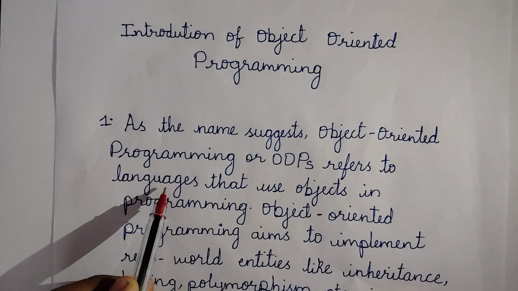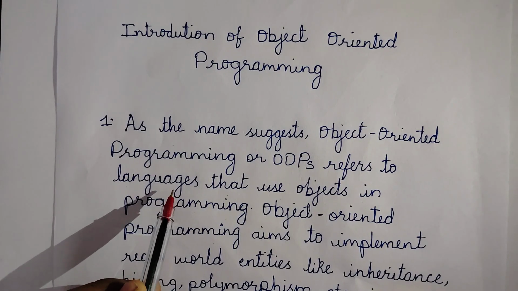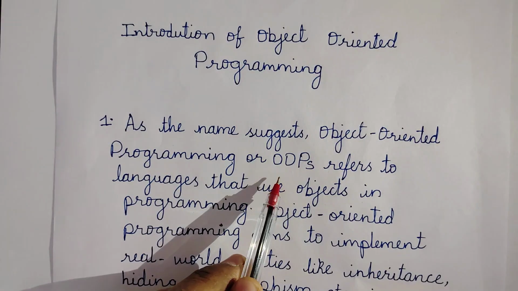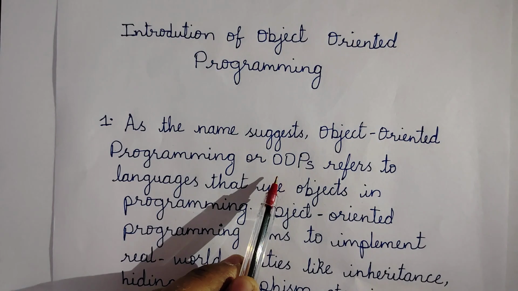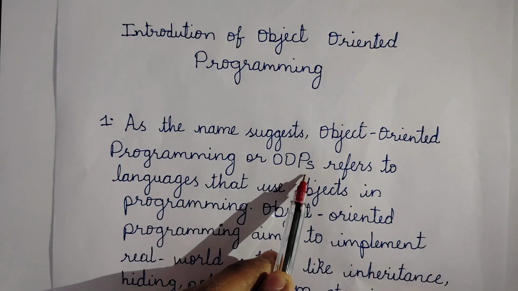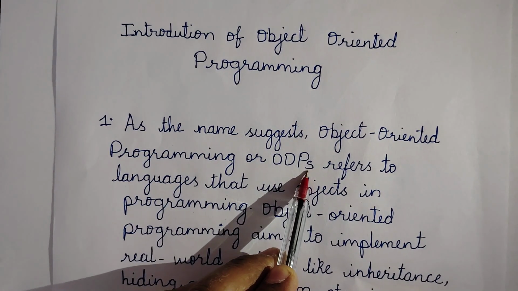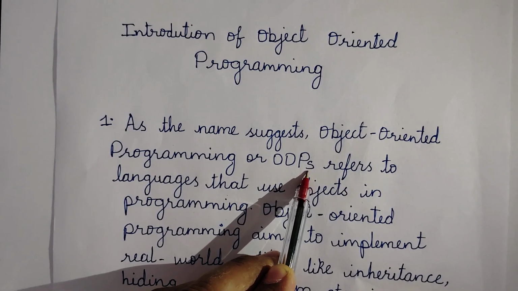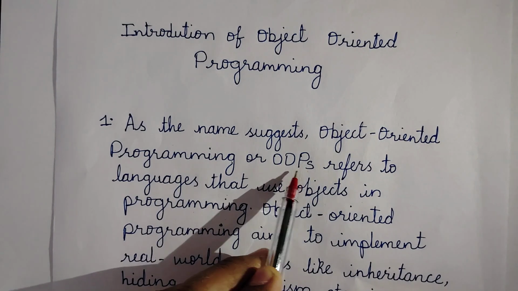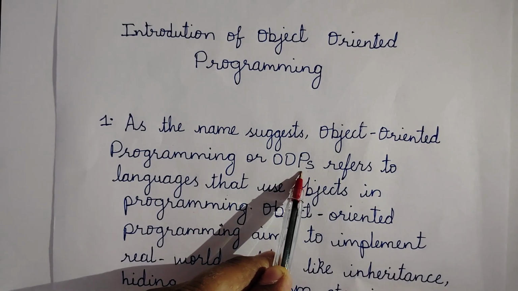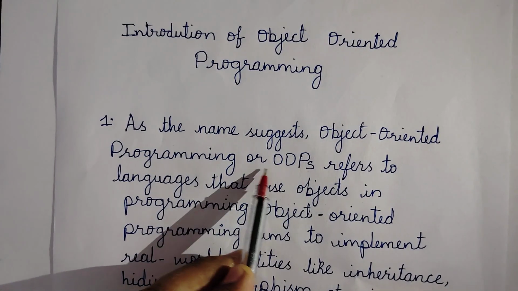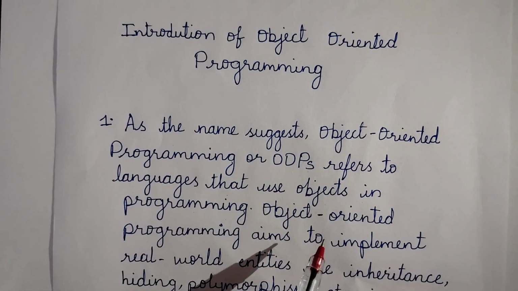Here, the short form of object-oriented programming is OOP or OOPS. This S stands for structure or system. It is also called object programming system, or simply we can call it object-oriented programming, or simply OOP.